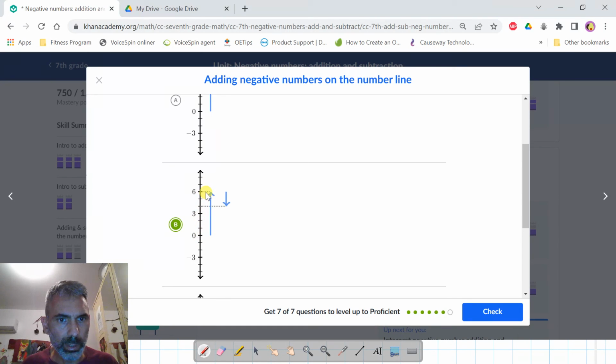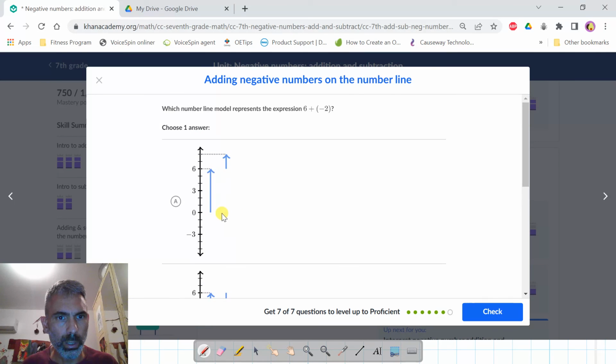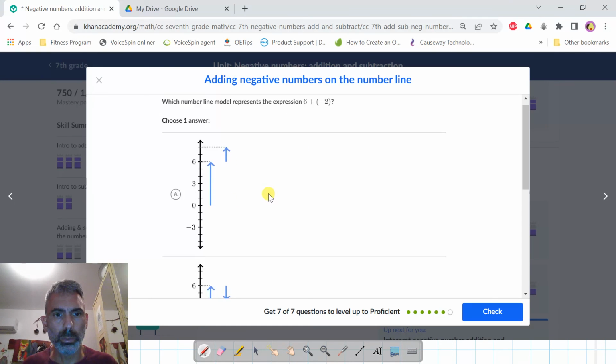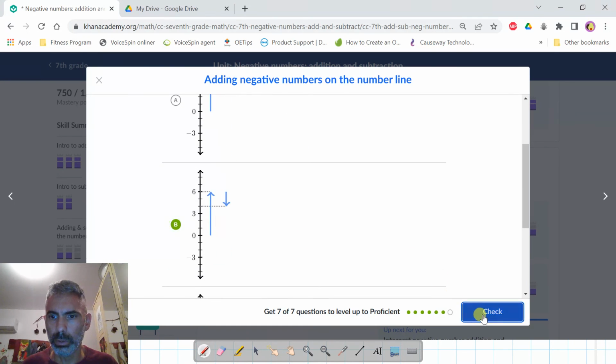We take 6 steps to the positive and then 2 steps in the opposite direction. We end up at 4. Here we take 6 steps to the positive direction and another 2 steps to the positive direction. So this is not the correct option. B is the correct option.